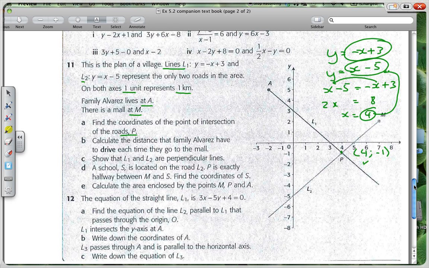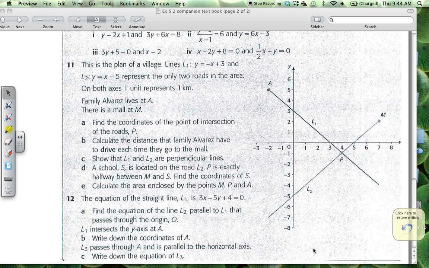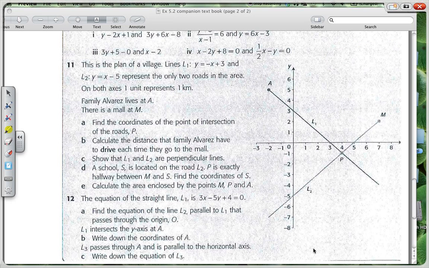Calculate the distance that family Alvarez have to drive each time they go to the mall. So we actually want to calculate this distance over here from A to P and P to M. Now there's actually two triangles over there. We're going to need to use Pythagoras for this, so we can use our formula. We can also use Pythagoras. I just like to work it out.